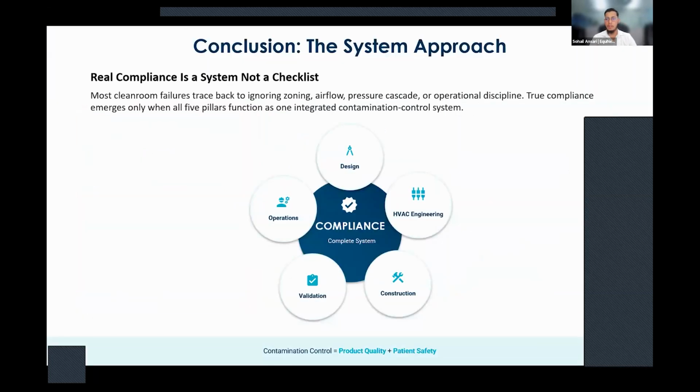To conclude my presentation points, real compliance is a system, not a checklist, as we all see. Most clean room failures trace back to ignoring zoning, pressure cascade, and operational discipline. True compliance emerges only when all these pieces function as one integrated contamination control system. If you follow a proper system to standardize the clean room, we have to follow proper design, HVAC engineering, construction, validation, and then operation.